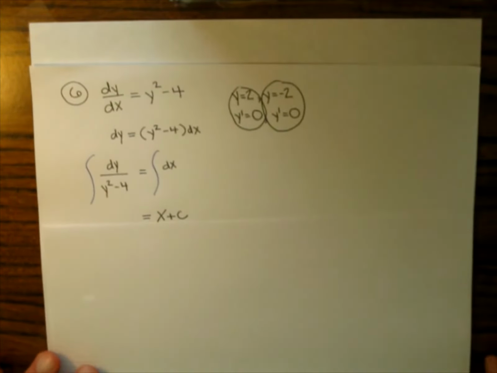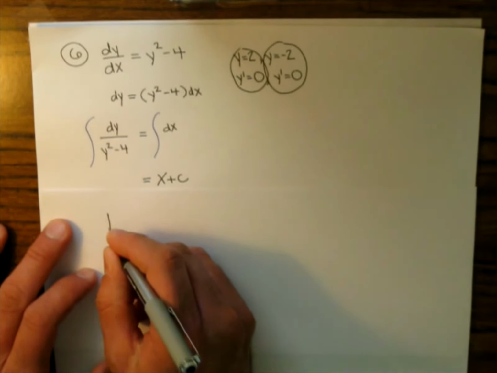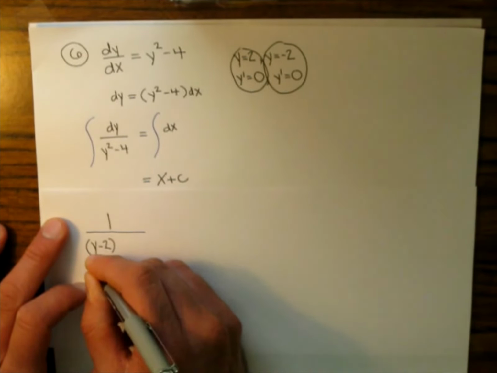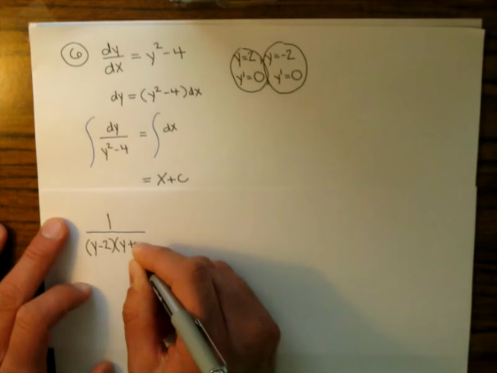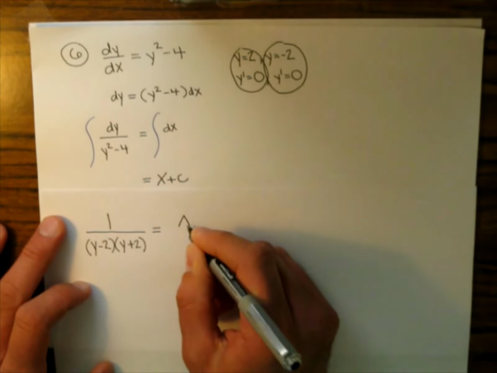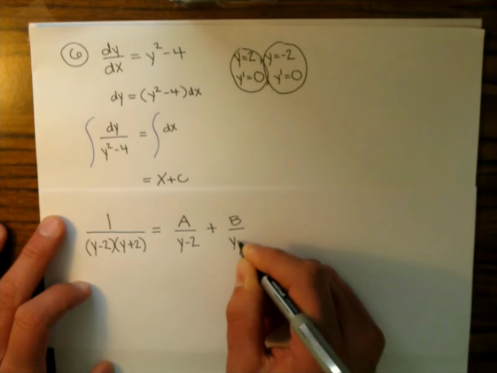This guy right here, you want to take the integral of it. Some of you might go, oh, it's an inverse trig function or whatever. This happens to be the technique of partial fraction decomposition. So you've got to write this as y minus 2, y plus 2 on the bottom, and you have to decompose it. Kind of sounds gross. A over y minus 2 plus B over y plus 2.